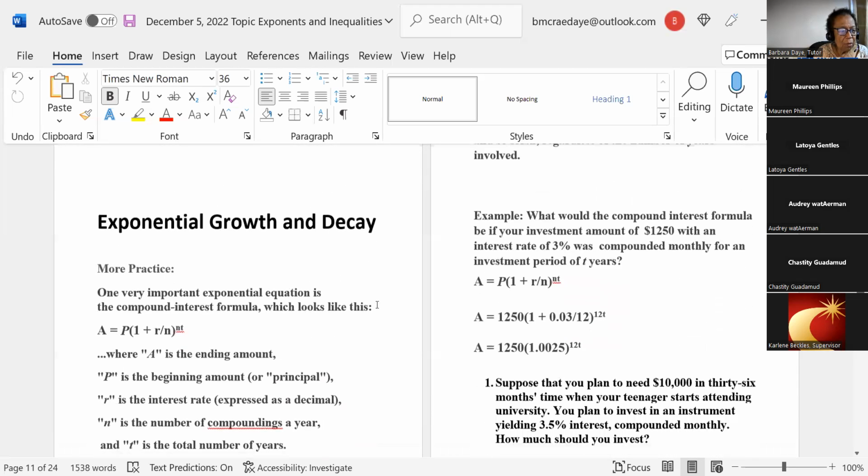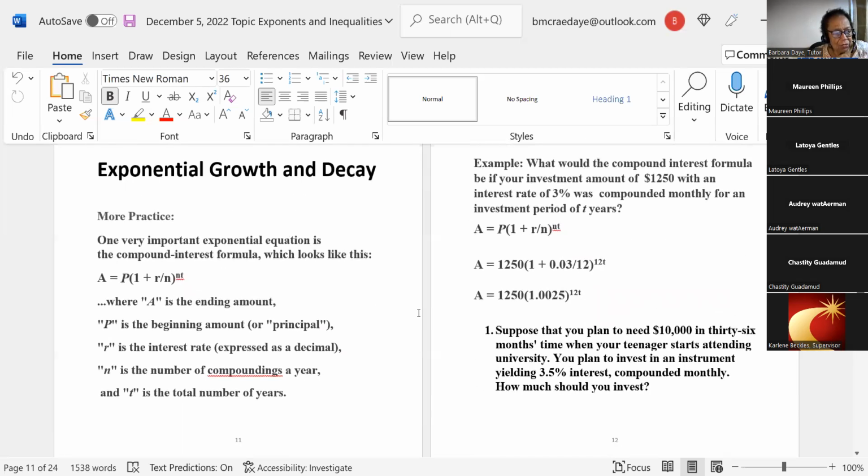Now, there's a very important formula called the compound interest formula. That's interest made on interest. It's called compound. Now, here's the formula. So your ending amount, your beginning amount, your interest rate, your number of times you're compounding a year, and the total number of years. Now, I don't expect you to remember this formula, but I want you to know what everything means in the formula.